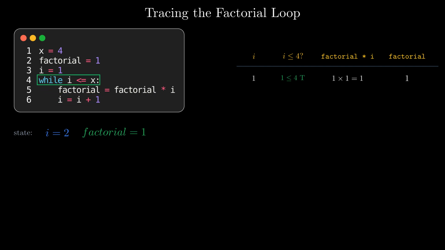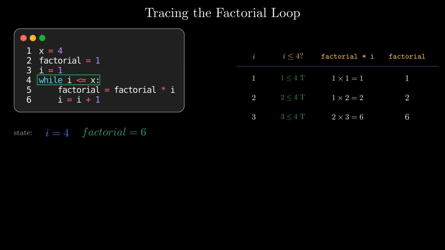Second iteration, check 2 is less than or equal to 4, true. Multiply factorial by i, 1 times 2 equals 2. Factorial is now 2. i increases to 3. Third iteration, check 3 is less than or equal to 4, true. Multiply factorial by i, 2 times 3 equals 6. Factorial is now 6. i increases to 4.